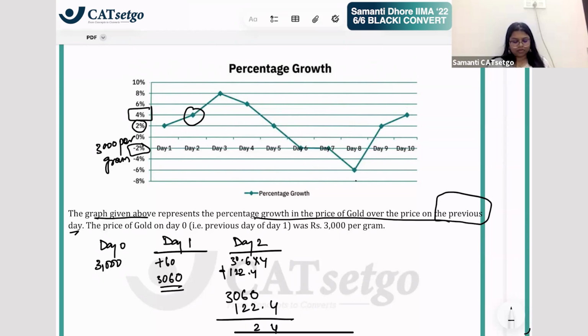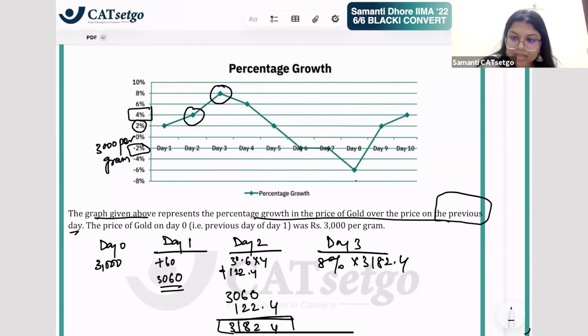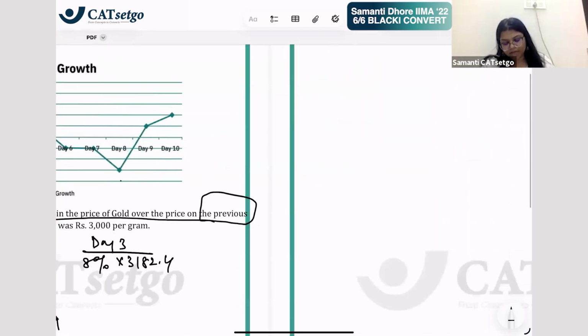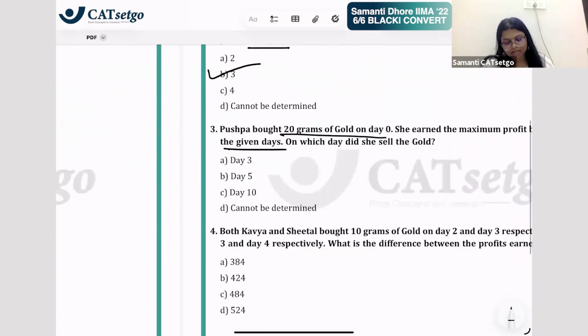Then the price was 3182.4. Then day 3, it increased by 8% over this. 8% of 3182.4. So on and so forth. So you have to calculate like that. You are not supposed to calculate on 3,000. Do you understand this? Whoever answered me incorrectly, do you understand this change? Yes. Very, very important. उसके basis पे questions का answer है.